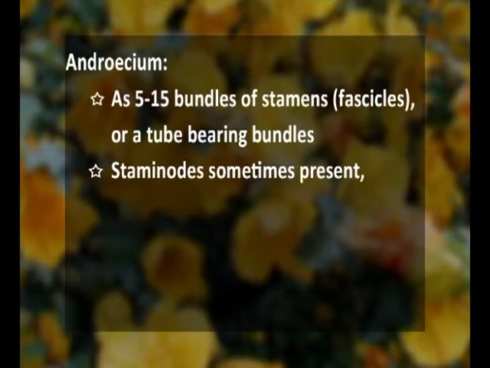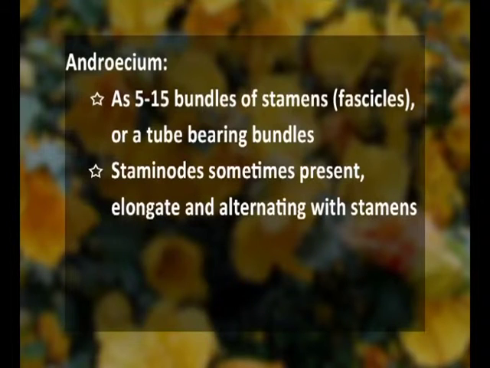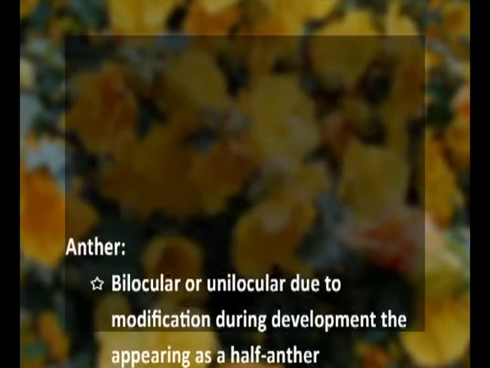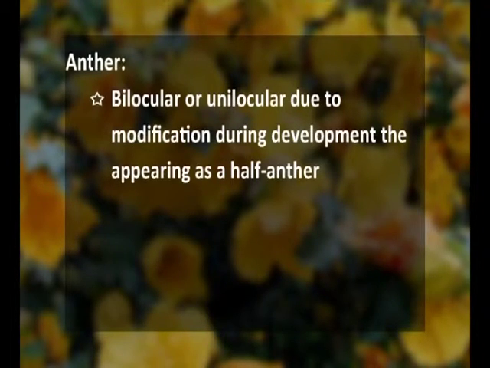The staminodes are sometimes present in the flower, and they are elongate and alternate with the stamens or groups of stamens. The anther is bilocular, or it may appear as unilocular. How does it appear as unilocular? Because during the development of the anther, there is some modification in this bilocular anther and it appears as a half anther. That's why the overall anther appears as unilocular.